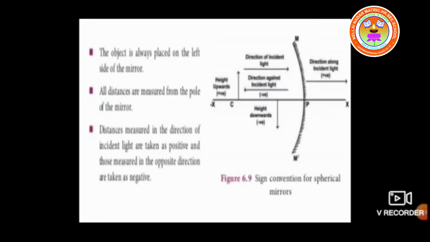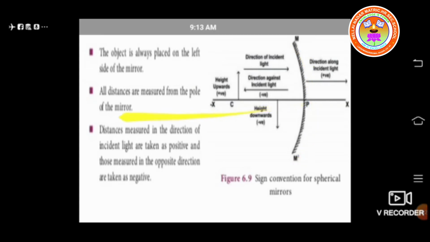The object is always placed on the left side of the mirror. This is the first condition. Whenever the object is placed in front of the mirror, it should be placed on the left side of the mirror. Here the object is placed left side to the mirror. This is a mirror, and the object is placed left side like this.